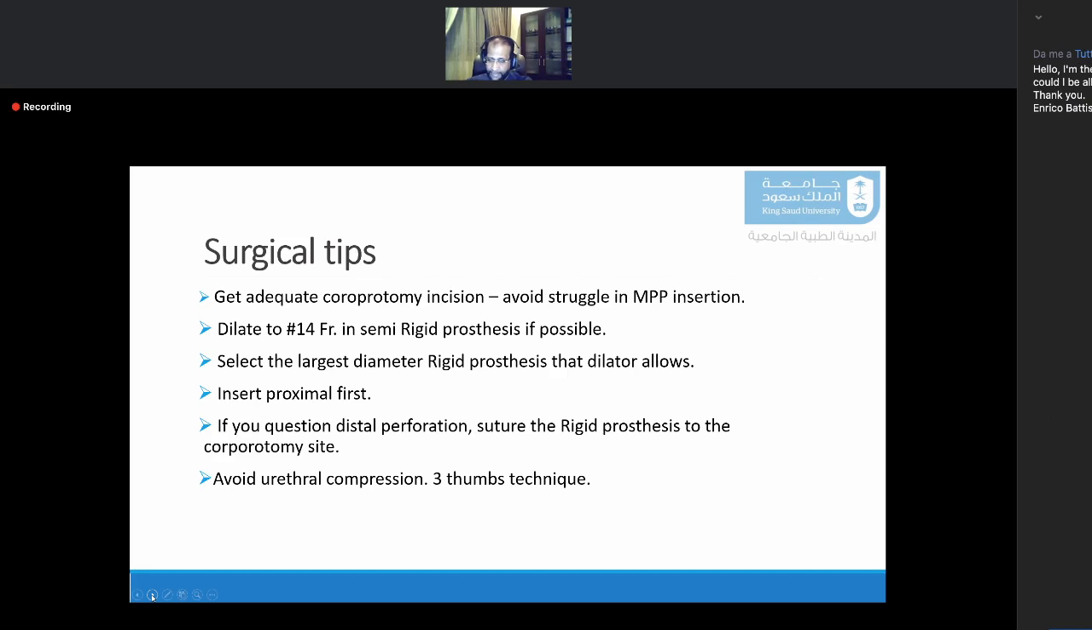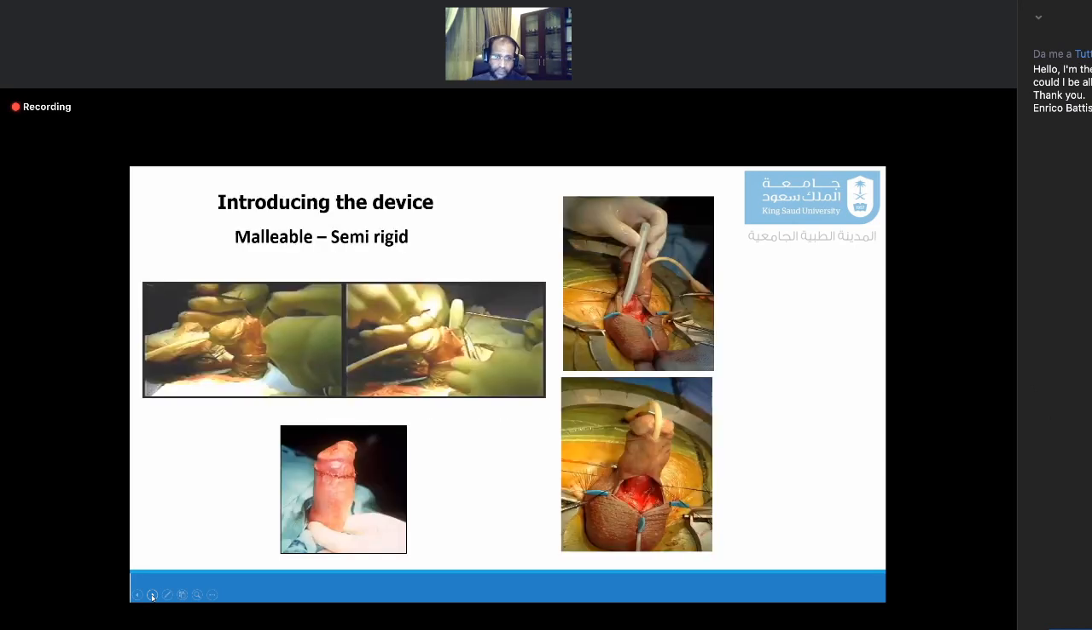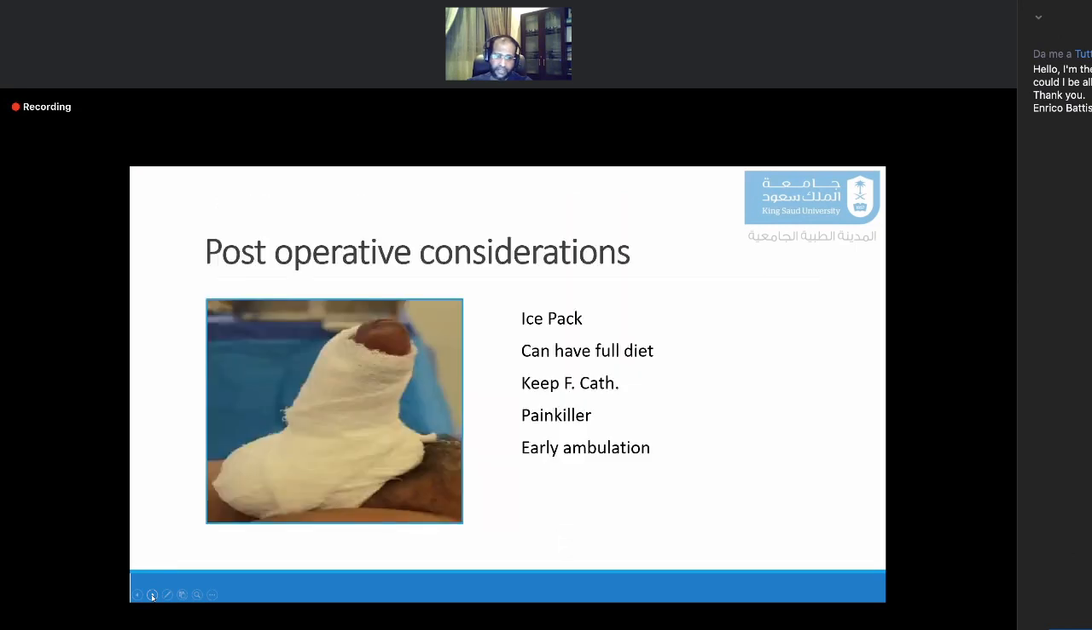Next slide, please. This is another illustration for insertion of the malleable rods, proximal then distal. And next slide, please. And this is how it looks for the mammy wrap that we usually do after the surgery.